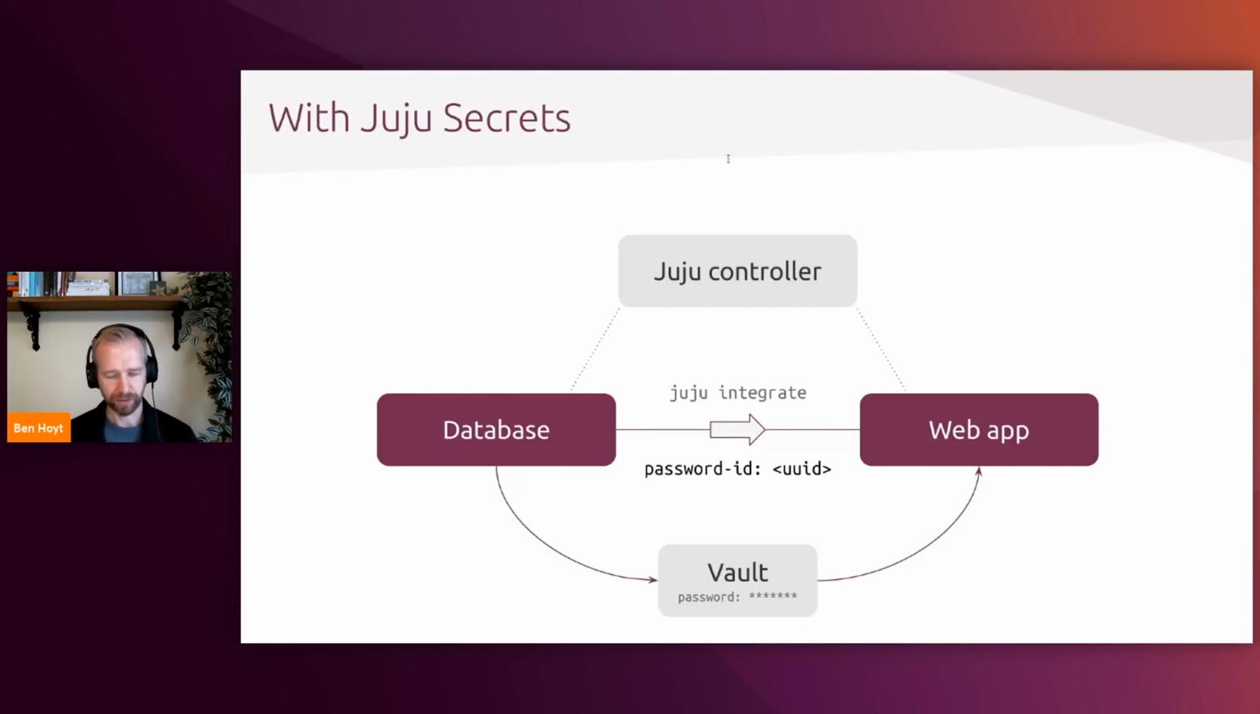Once again, the administrator will type juju integrate database web app to connect the two together, but this time only the secret ID is sent in clear text using relation data. The secret ID is not sensitive itself, but the content behind it is what's secret, and that's what's stored in the Vault. So in the example shown on the screen, hunter2, the super secret password, will be stored inside HashiCorp Vault, and the database sets it there directly, and the web app receives it from there directly.